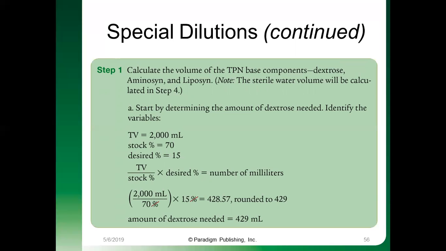So we know that the total volume is 2,000. The stocked percent is 70%, but the desired percent strength is 15% dextrose. So 2,000 divided by 70 times 15 gives us 428.57, rounding that up to 429 mLs of dextrose.